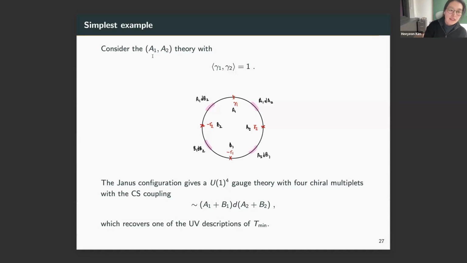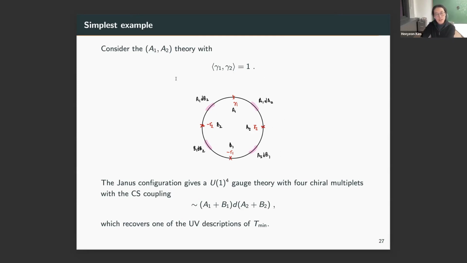We consider, again, the simplest Argyres-Douglas theory, the A1, A2 theory, that has this simple quiver description, where gamma 1 is electric and gamma 2 is magnetic. And this is the compactification circle that I mentioned. We have 4 locations on this curve where the BPS particles are trapped. There's gamma 1 and gamma 2. There's minus gamma 1, minus gamma 2. Because this is electric and this is magnetic, you have to introduce some S-duality wall, and you also have to introduce another S-duality wall here and here too.